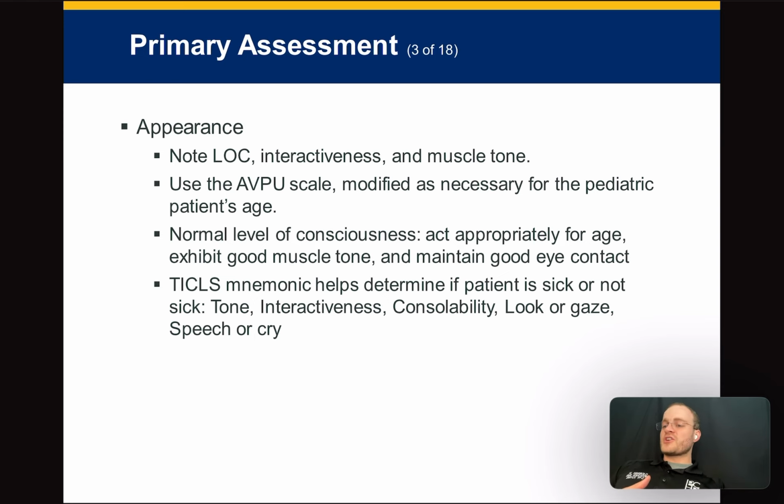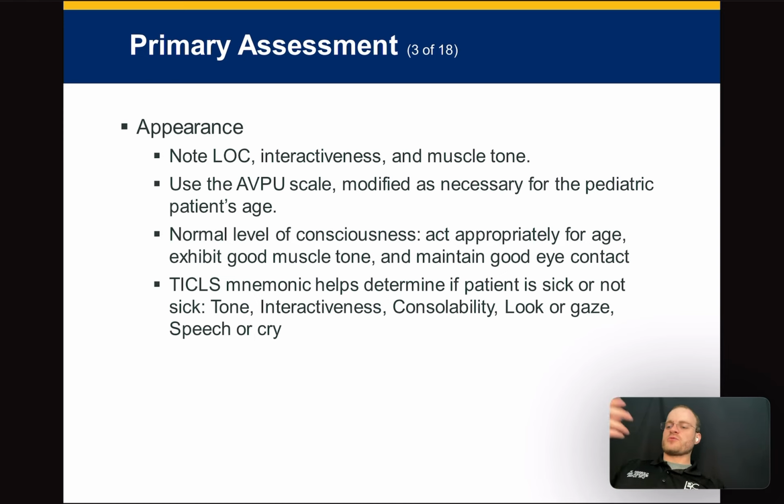Normal level of consciousness. Are they acting age appropriate? Are they acting afraid to see me, which might be normal for a 3, 4, 5, 6, or 7-year-old child, right? Are they being shy because they're 8 years old and they're hiding behind mom? Are they making good eye contact? Do they have a social smile? These are things that you're looking for. And so they have what's called the TICLS mnemonic. The idea of being the podium medic at Cook Children's was I have to decide, is this child sick or not sick?